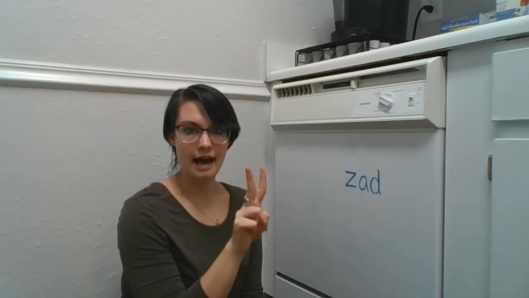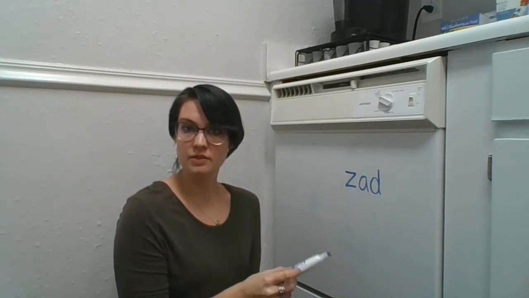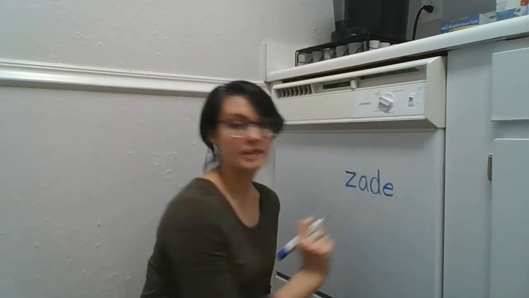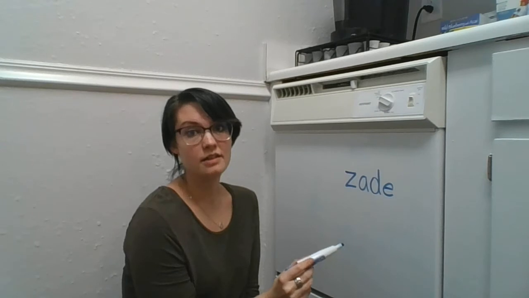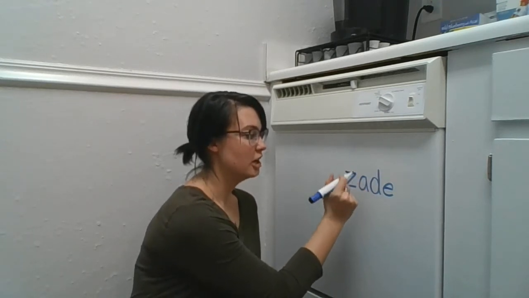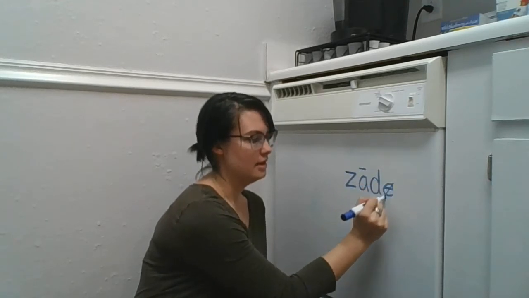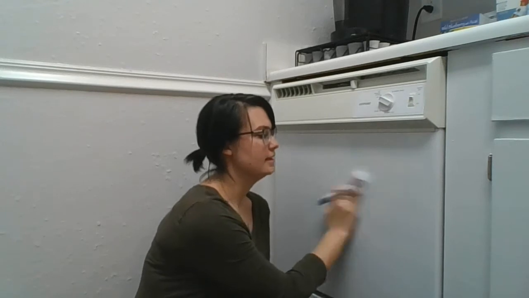Finger stretch this with me. Z, a, d, zad. But what happens when I add the silent E? Let's see. Z, a, d. Remember, we still only have 3 sounds, but the A changed from the short vowel to the long vowel, and the E isn't saying anything. That was our first nonsense word. Let's see what the next one's going to be.